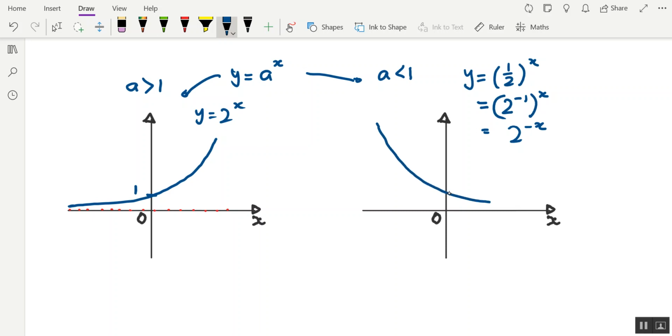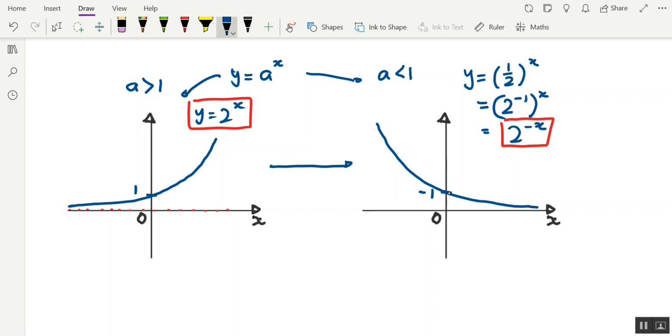So first, understand the transformation. You have a negative to the x now. Look at here, this is y equals 2 to the power of x. This is y equals 2 to the power of negative x. The negative goes to the x, which means all the positive x becomes negative, and vice versa.